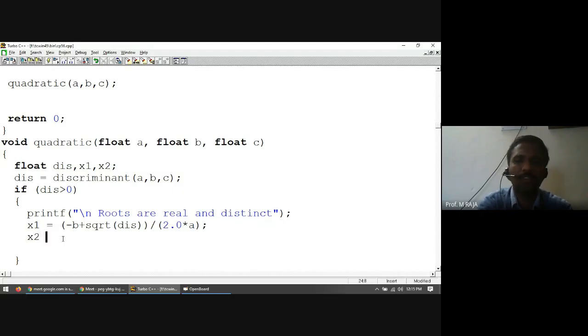Then x2 is computed. x2 is equal to minus b minus square root of discriminant. This will be divided by 2a. x1 and x2 are computed. Then we can call a print function. If you want, you can pass the parameters x1 and x2, where x1 and x2 may be printed. Or here itself we can print.